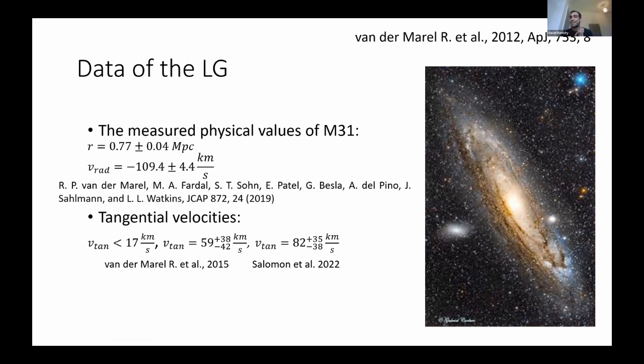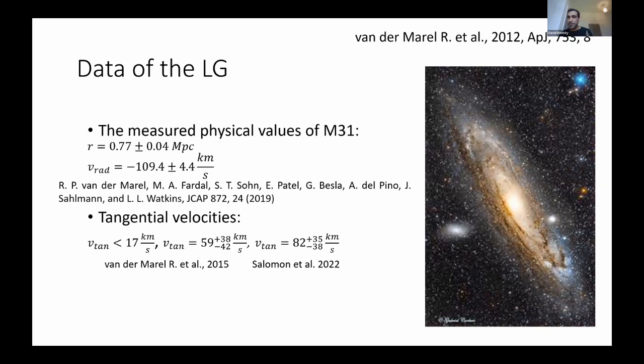And what is the tangential velocity of Andromeda? There are actually 3 different estimations from 3 different times because we have new measurements. If you go to the reference by van der Marel, 2015, they gave an upper bound of 17 kilometers per second for the tangential velocity. Later it became bigger, about 50. But today in Salomon et al., based on Gaia measurements, the title of their paper was that Andromeda's motion is almost circular. So it means the tangential velocity is around the radial velocity magnitude.